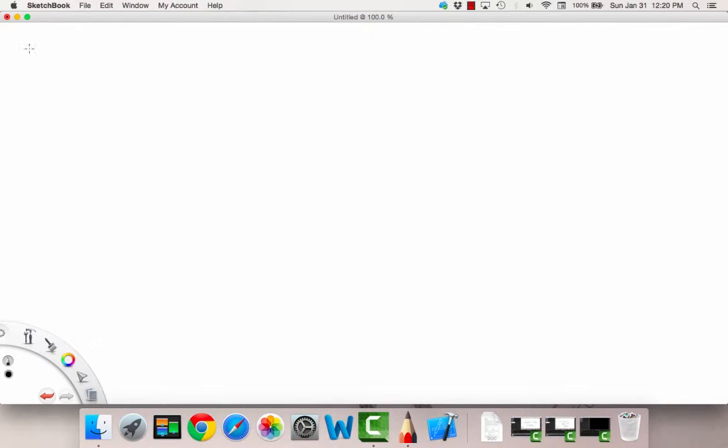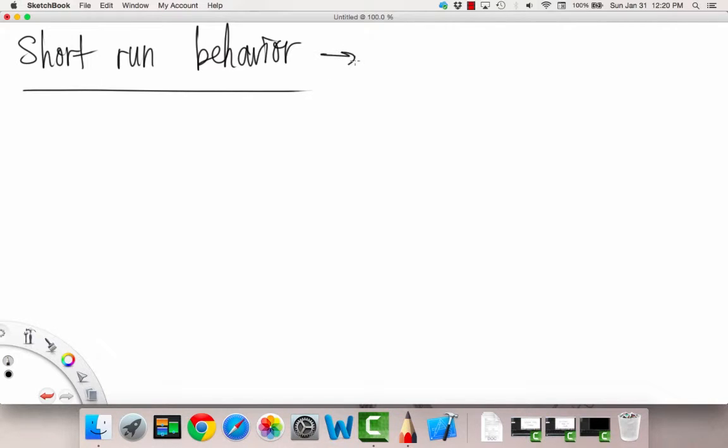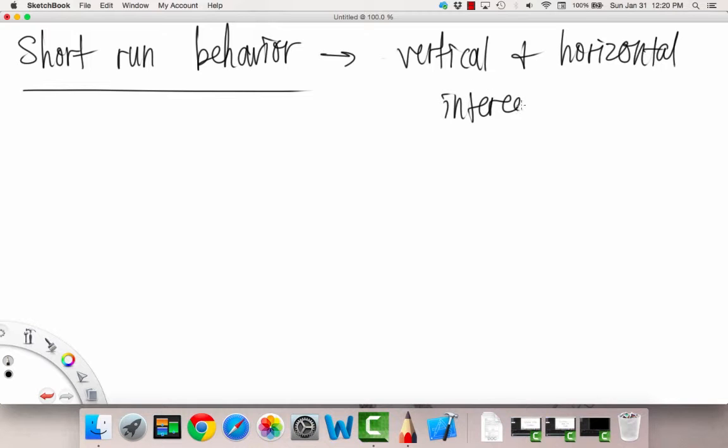Alrighty, so we've discussed some long run behavior, so now let's go over short run or short term behavior. So what does that even mean? This involves discussing vertical and horizontal intercepts. And intercepts just means, kind of like in football, where something crosses something else. In our case, that would be where our graph crosses the vertical axis and the horizontal axis, respectively.